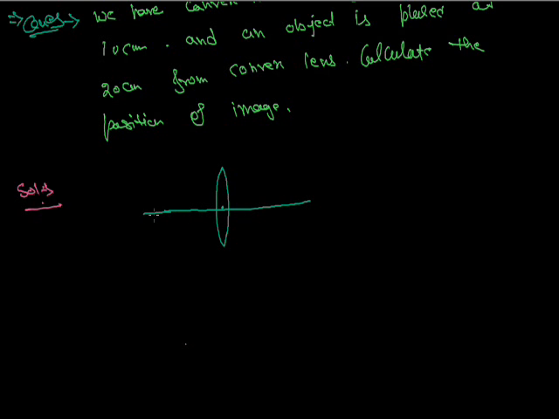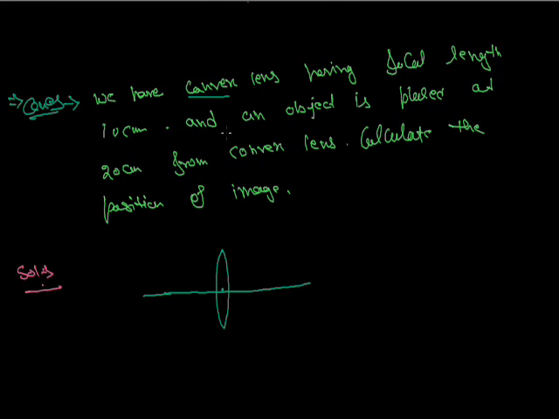Now what is the question saying? The question is asking that we have a convex lens with a focal length of 10 centimeter, and we know the focal length of the convex lens is directed in this direction, so the focal length is here. This distance is 10 centimeter, and an object is placed at 20 centimeter from the convex lens. The object is always placed in front of the lens, so the object is placed here, and this distance is given as 20 centimeter.